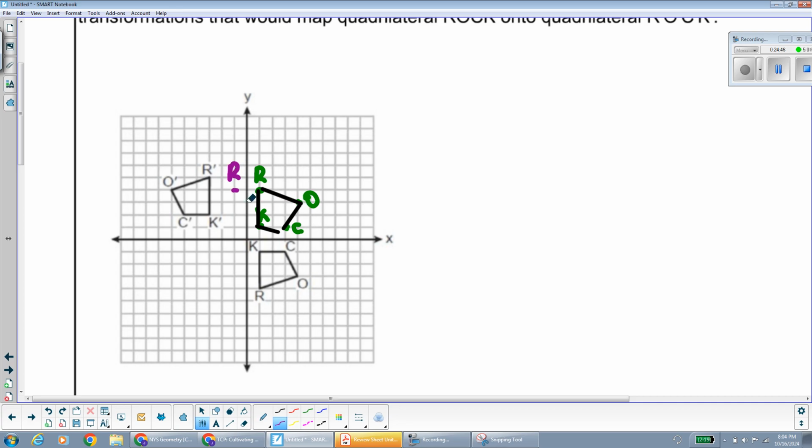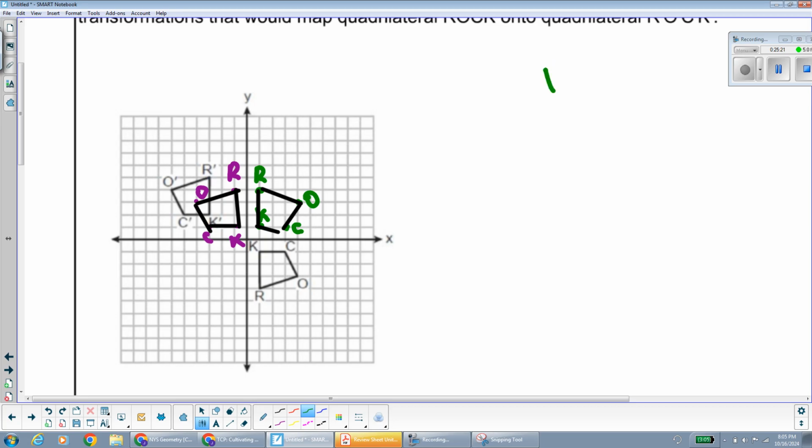1, 2, 3, 4. 1, 2, 3. Notice how after my double reflection over the x-axis, then over the y-axis, it's oriented correctly. R, O, C, and K is where they belong. It just now needs to be shifted up and over. So it needs to be shifted 1 unit up and 2 units to the left.